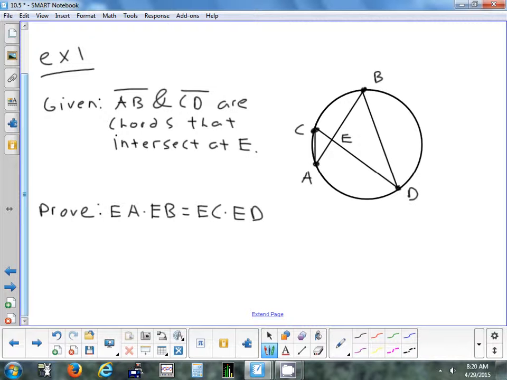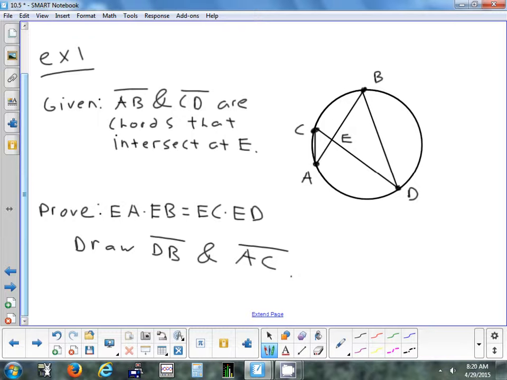All right. So let's write down what we did. So we're going to draw segment DB and segment AC. Okay. Next, I want to show that I have similar triangles. Look at angle C and angle B.